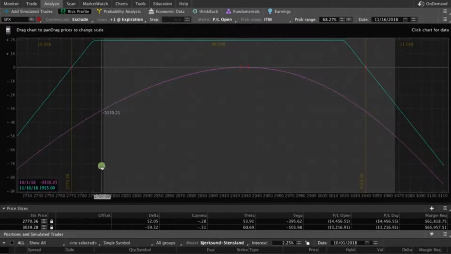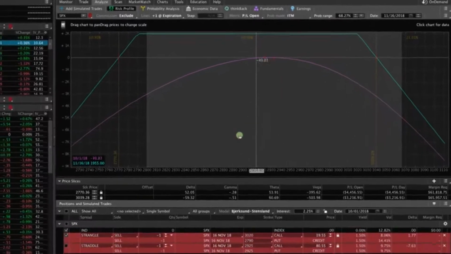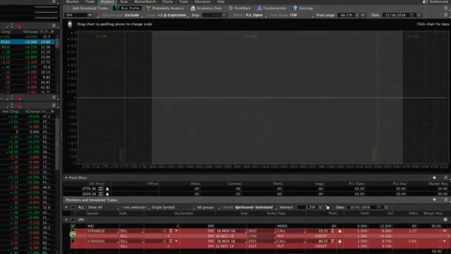And if you keep your eyes on the little box with the teal numbers down here in the bottom left-hand corner, you can see that our max potential profit at expiration is $1,955. Meaning if price stays in this range between now and the time that the options expire, we're going to keep that entire $1,955. Now let's take a look at the short straddle to compare the difference.